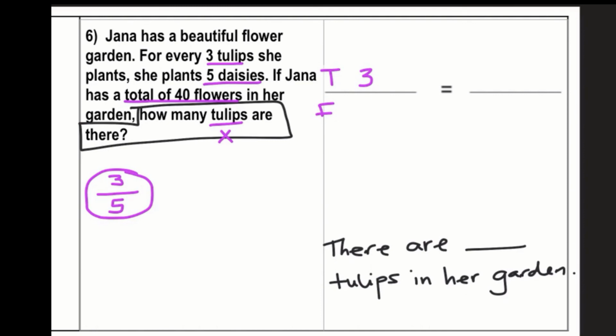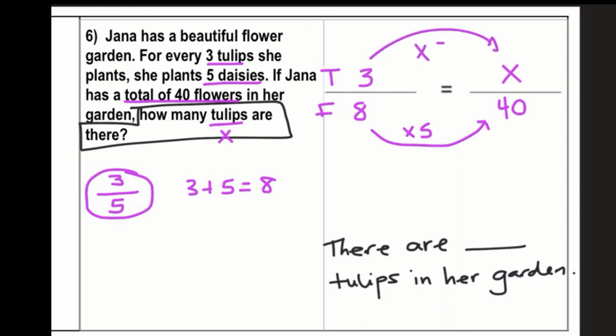This is a part to part. 3 tulips, 5 daisies. That's 8 flowers, right? 3 plus 5, that's 8. So we know that when there are 3 tulips, there are 8 total flowers. If her whole garden has 40 flowers, how many tulips are there? Do you see a horizontal relationship? Yeah, 8 times 5 is 40. So 3 times 5 would be 15. So there are 15 tulips in her garden.